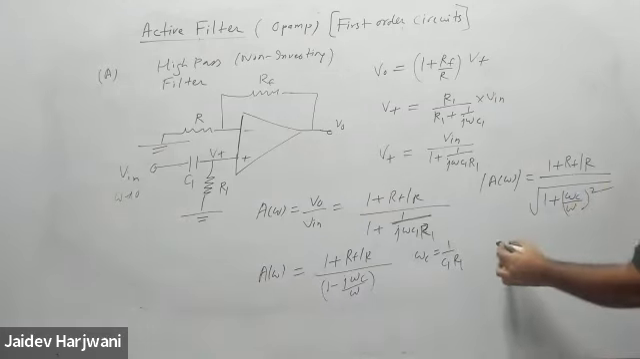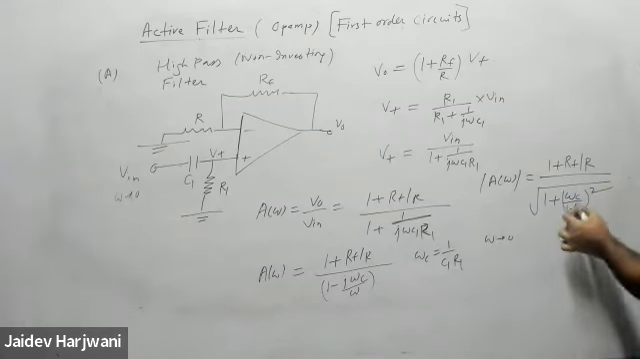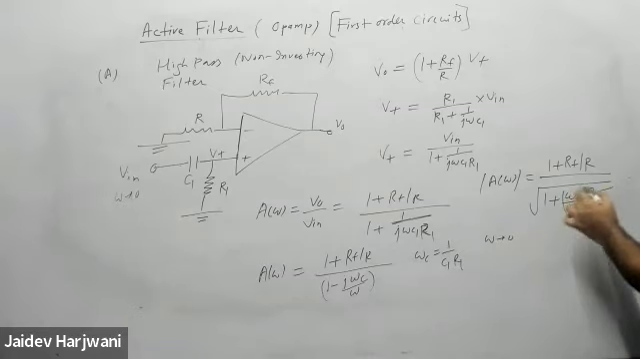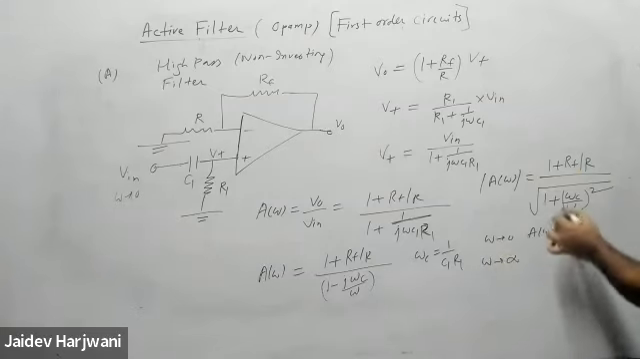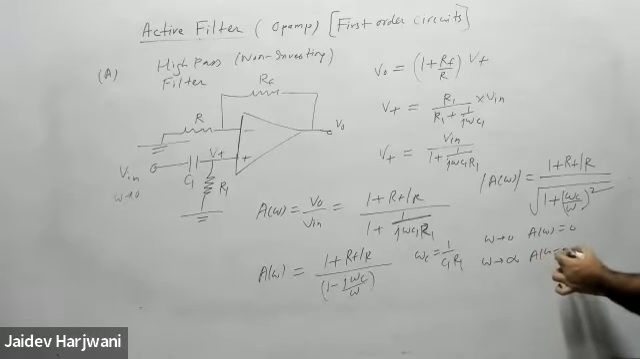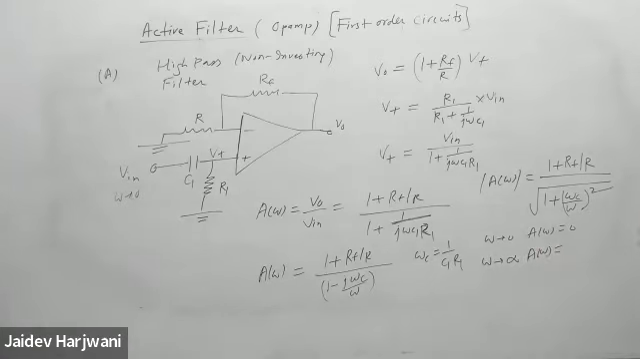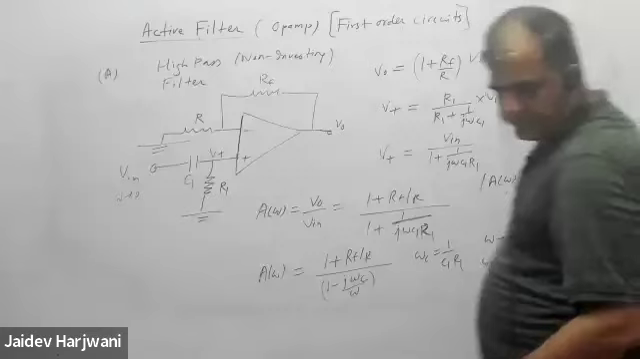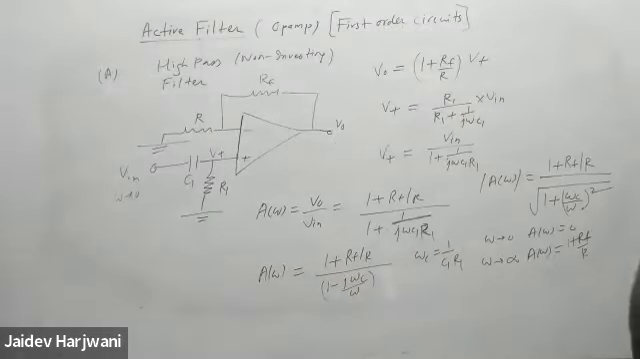Now, if frequency is 0, this becomes infinite and the gain becomes 0. If frequency is infinite, this term becomes 0, and at infinite frequency the gain becomes 1 plus RF upon R. Can you see? Yes, this is 1 plus RF by R.